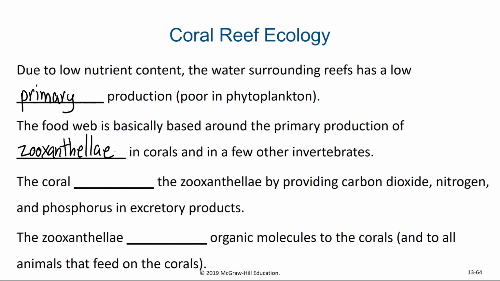They can also be found in some other invertebrates as well, such as anemones and even giant clams. The coral benefits the zooxanthellae by providing carbon dioxide, nitrogen, and phosphorus in its excretory products. The zooxanthellae is then able to provide organic molecules to the corals and to all the animals that feed on the corals.